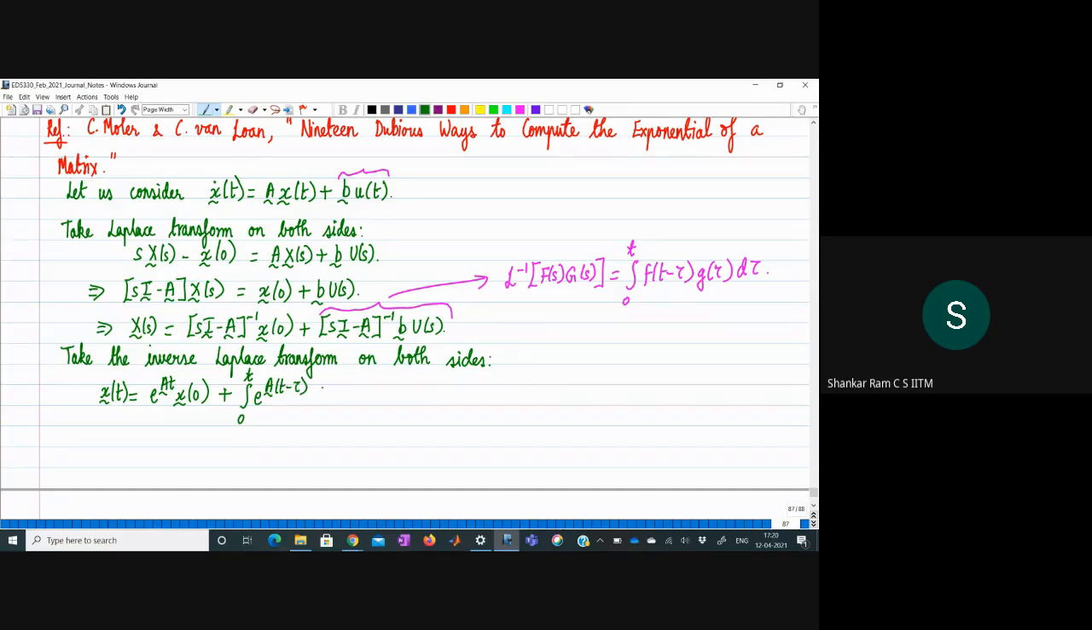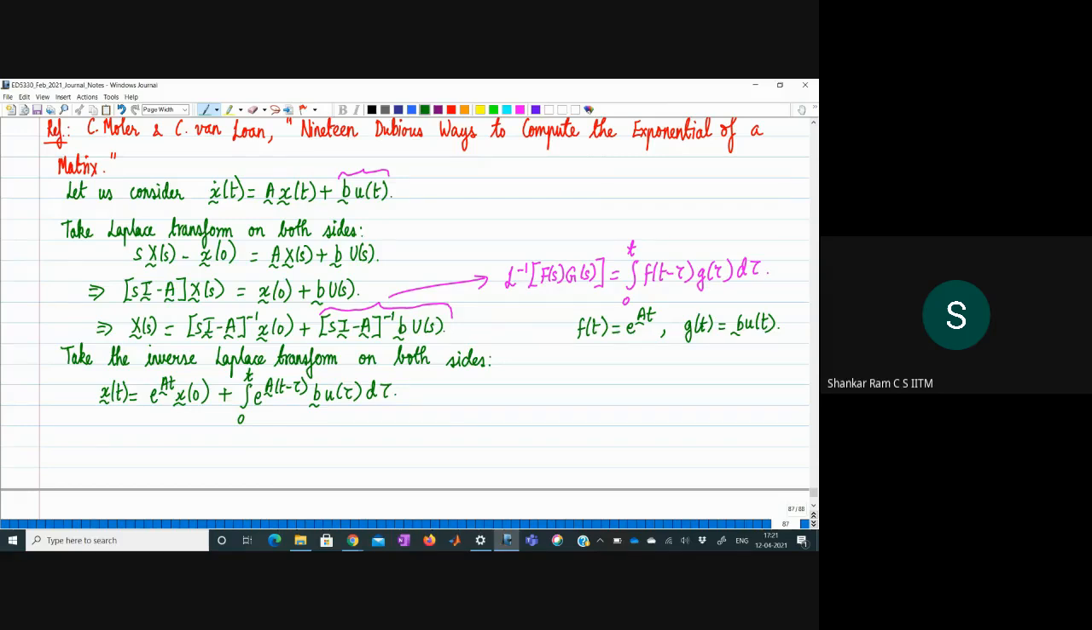So wherever there is t, we put t minus tau for the first function. The second function is b times u tau, because u is the second function. So in this case, f of t is going to be e power at, and g of t is going to be u of t. To be very precise, it's going to be b times u of t, but b is anyway a constant vector. So we will have b times u of t as the result.